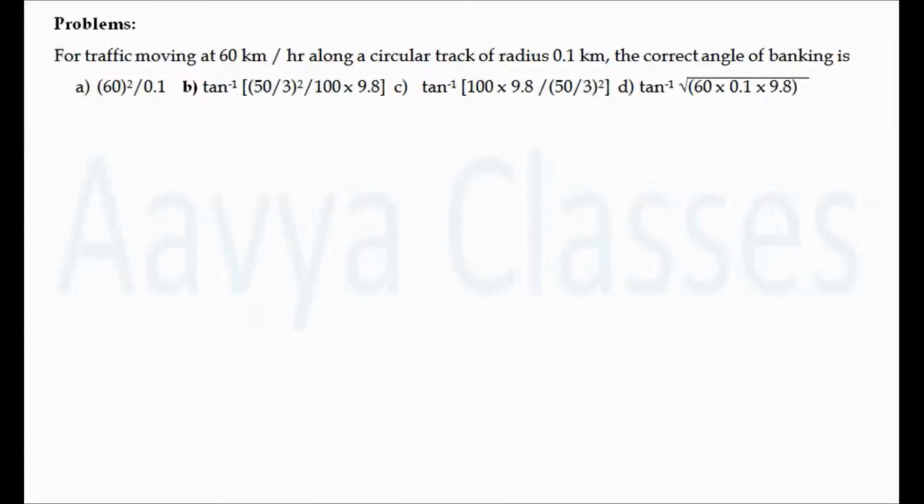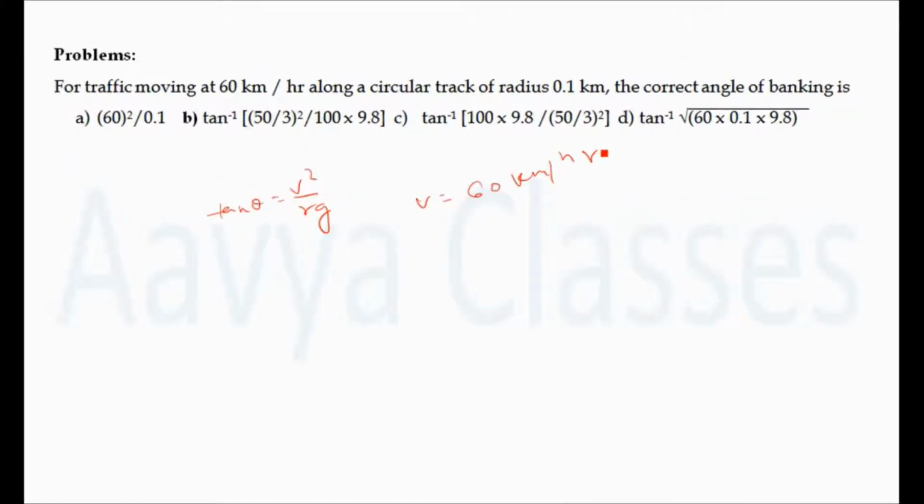Related to banking of the road. So the first problem is that for traffic moving at 60 km per hour along a circular track of radius 0.1 km, the correct angle of banking will be. So as we know, the angle of banking is given by tan theta, and it is equal to v square by rg.